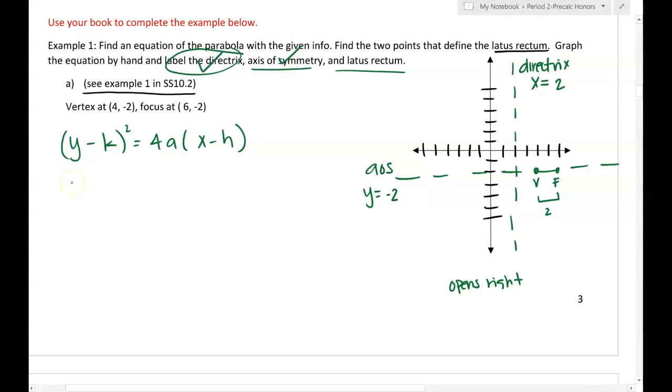Your h is going to be 4, your k is going to be -2. So y minus -2 is now y plus 2. That's the k, equals 4 times a. And then h is going to be -4. So right now, that's all we have.